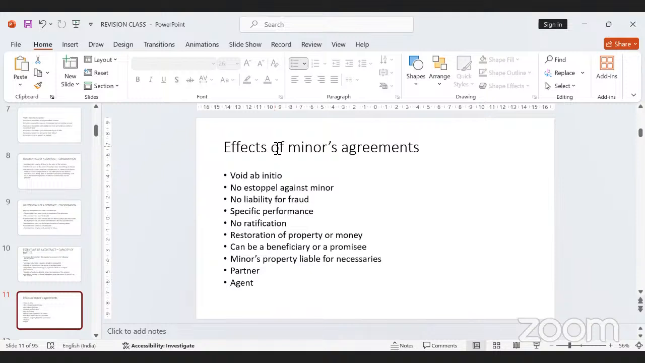The next one is no liability for fraud. So take for example, a minor commits a fraud. In the sense, a minor misrepresents his age and then enters into a contract. That amounts to fraud, right? So even if a minor misrepresents his age and enters into a contract, and at a later point of time it has been proved that the minor has intentionally entered into a contract by fraudulent means, even then a minor would not be liable for any damages incurred.